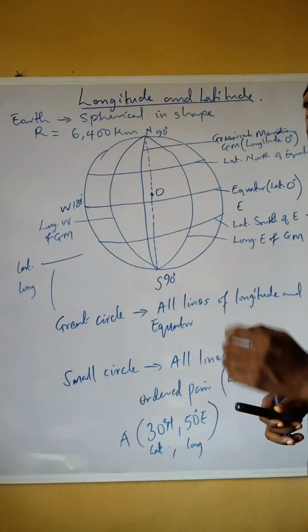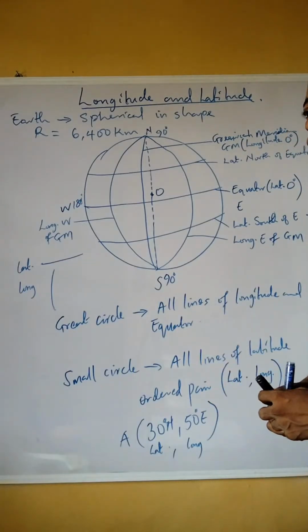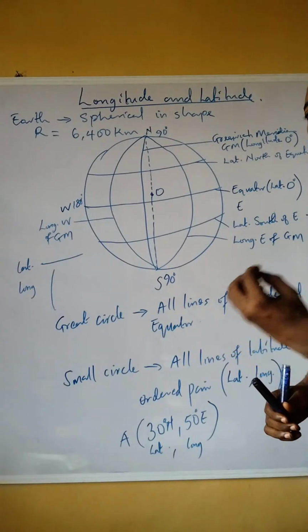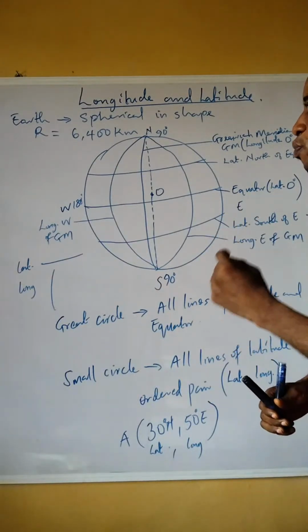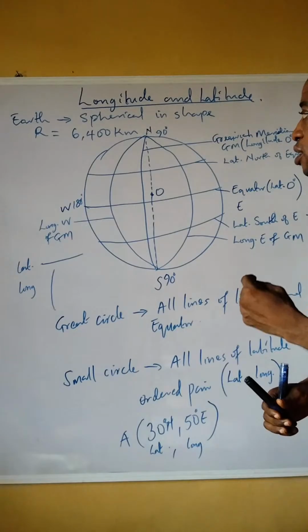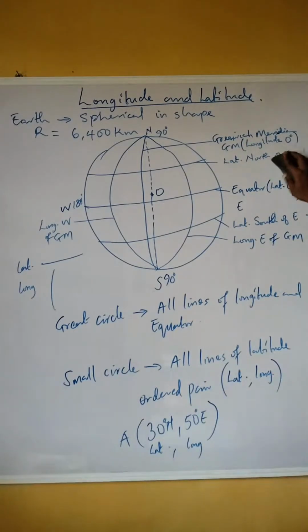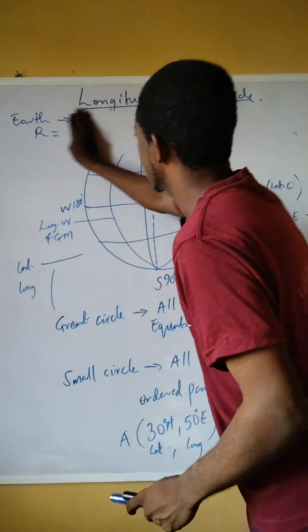Therefore, we should be able to locate places on the Earth. That is, if we are given points, we should be able to locate where those points are on the surface of the Earth. That is part of what we looked at. Now let's look at locating places. When we have some places, we want to sketch their positions on the surface of the Earth.